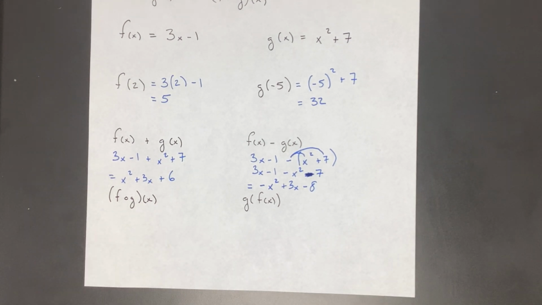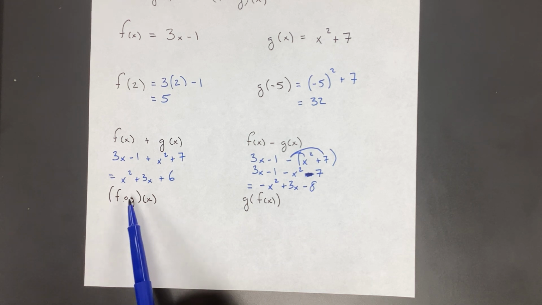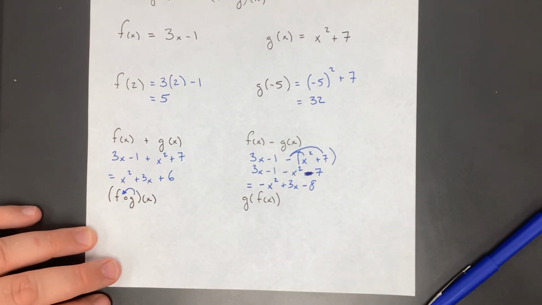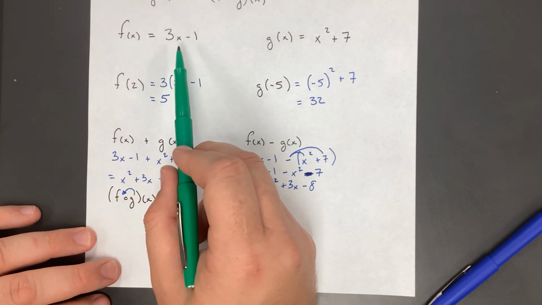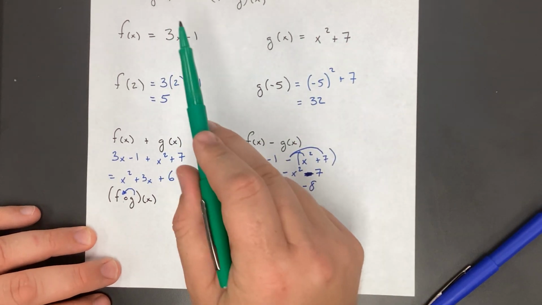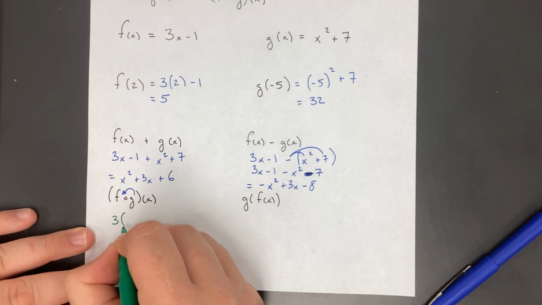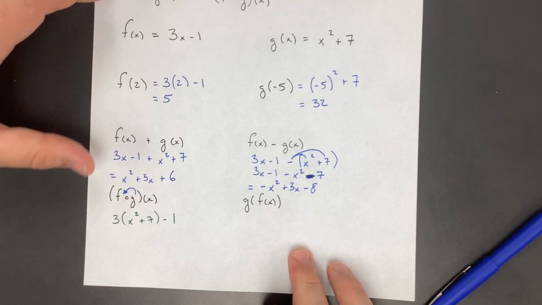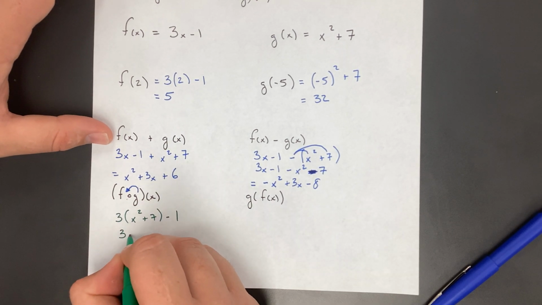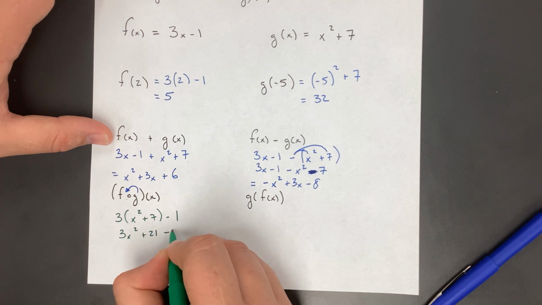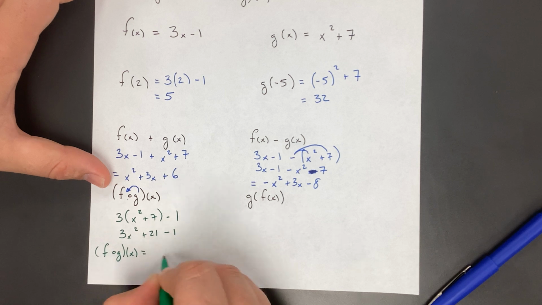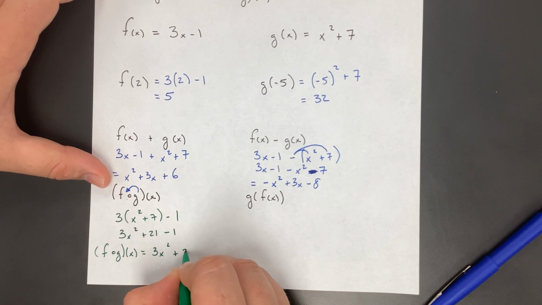Okay, now let's get into what's called composite function notation, where we're plugging one function into another. So we have f of g of x. I'm taking that g of x function and plugging it into the f of x function. Wherever I see an x in my f of x function, I'm going to take whatever g of x is and plug it in for that x. So that's going to become 3 times x squared plus 7, minus 1. And I would distribute that 3, so it would be 3x squared plus 21 minus 1. So our f of g of x is equal to 3x squared plus 20.